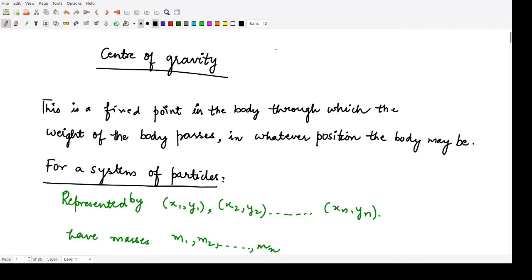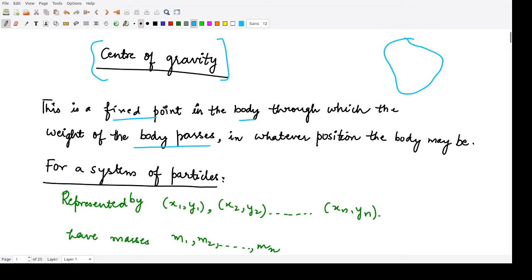Studied about the center of gravity. So let me recapitulate what we have studied until now. We have studied what the center of gravity is, first of all. Center of gravity is a fixed point in the body through which the weight of the body passes. So that is the point.